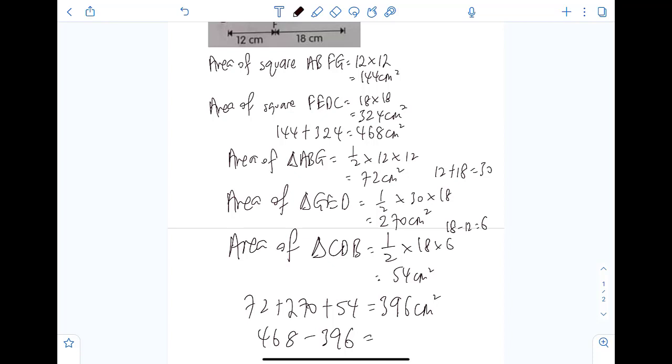Final answer for this question is 72 square centimeter.